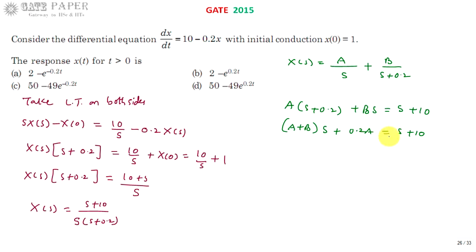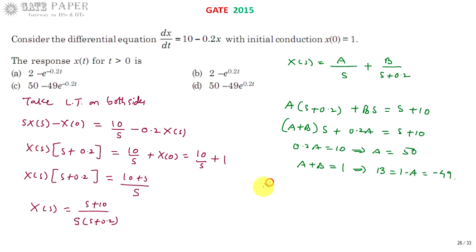First, equate the constant terms. So 0.2A is equal to 10, and A will become 10/0.2, which is 50. Next, equating the s terms, this is 1 times s, whereas it is (A + B) times s. So A + B is equal to 1, and since A is known, B is 1 minus A. 1 minus 50 is minus 49.